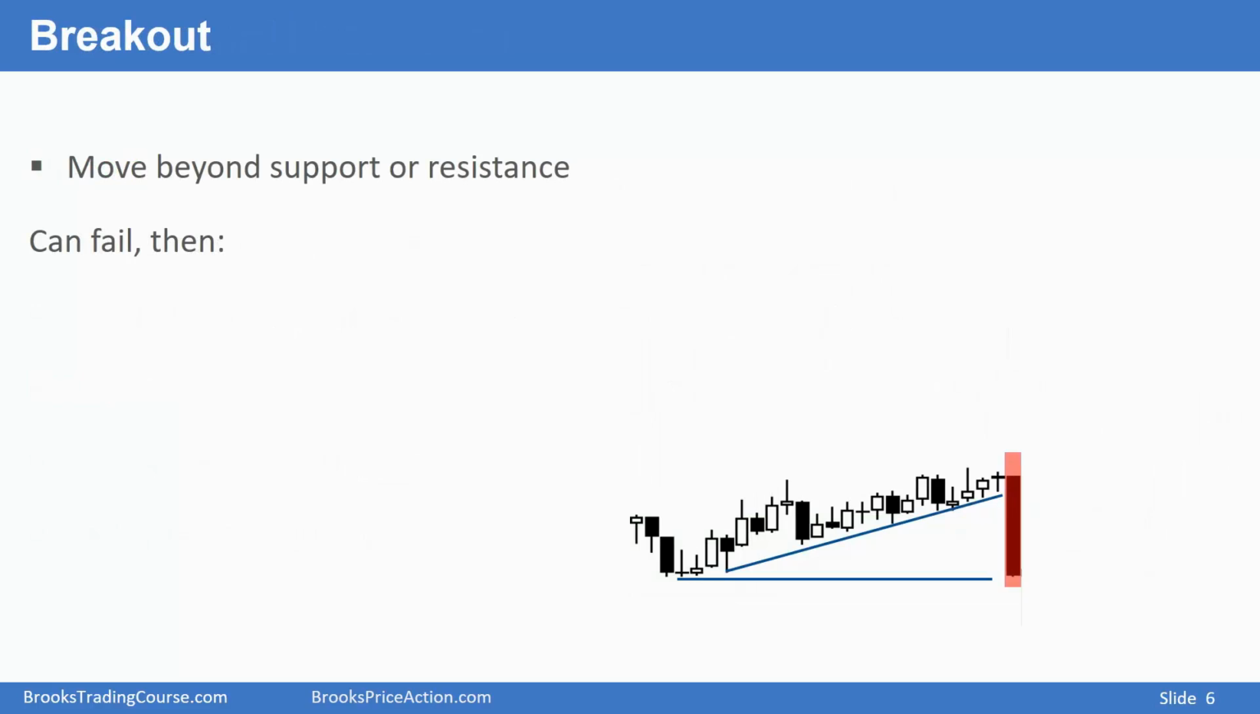A breakout is simply a move beyond support or resistance. A bear breakout is a move below support. Here we have a bull channel, higher lows, higher highs, and then we have a break below the line. This is a big bear trend bar, and it is a breakout.